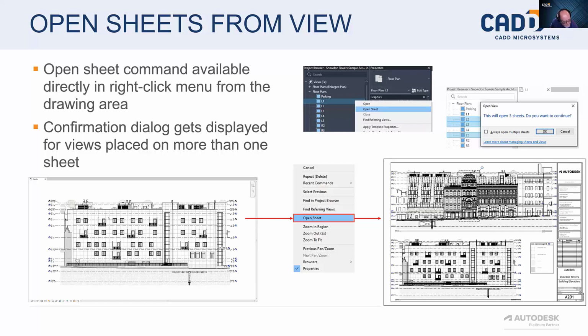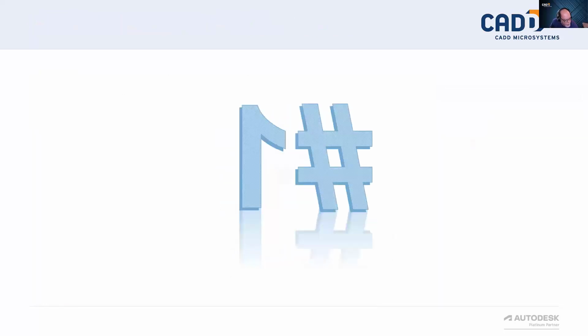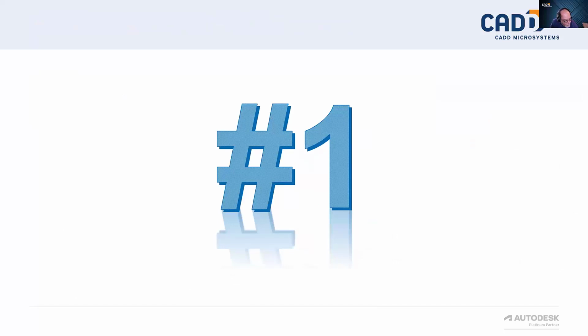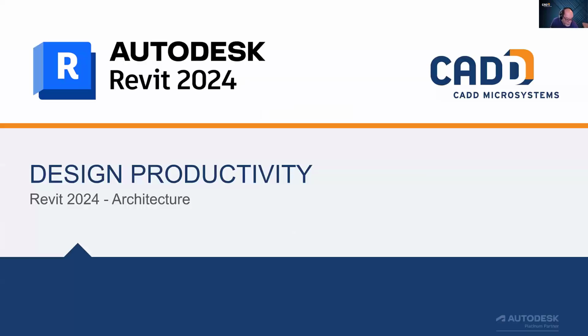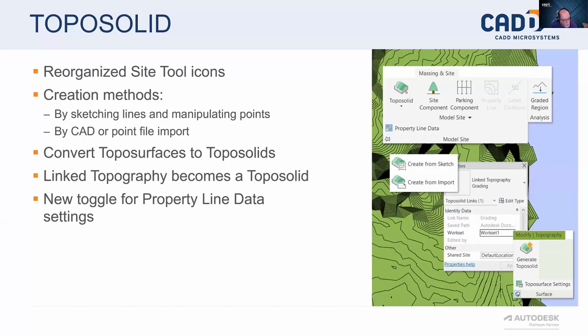And then that brings us to my number one new feature inside of Revit 2024, and it has to do with design productivity: the new Topo Solid. They have completely revamped all the site tools inside of 2024. Previous releases had the command topo surface in there, but now we have a topo solid coming in. What they've done is completely change the way creating the surfaces works. Now we have this new command called topo solid, and it is a solid, and I'll talk more about that in just a second.